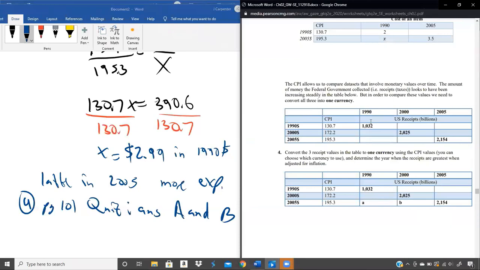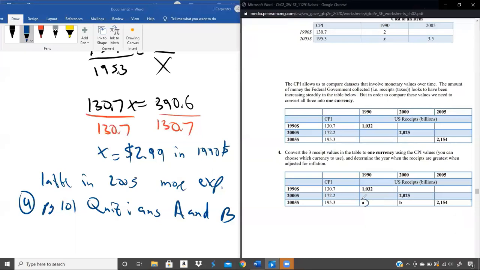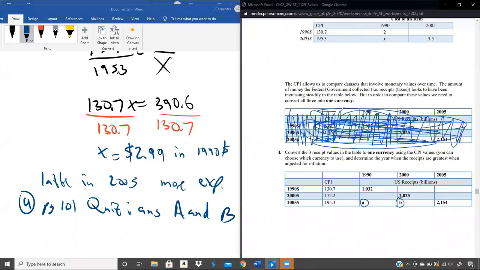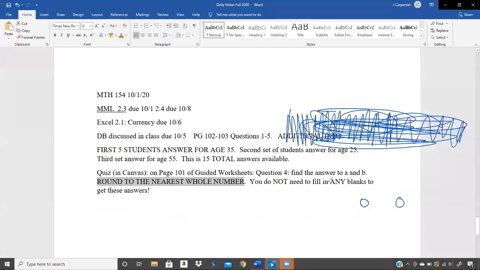Check it before you type it in. Don't rush. So all you have to do for this quiz is find the answer that goes here and the answer that goes here. Now you see two tables for this. This table is literally the same thing as the one that's part of question 4. These are exactly the same thing. Do not think you're answering two different bits of information. I also said you do not need to fill in any blanks to actually get this done.